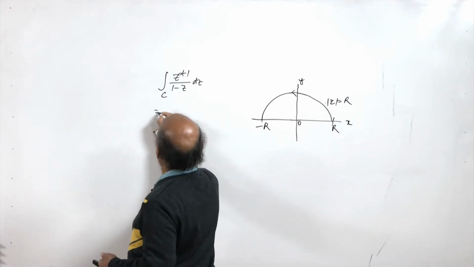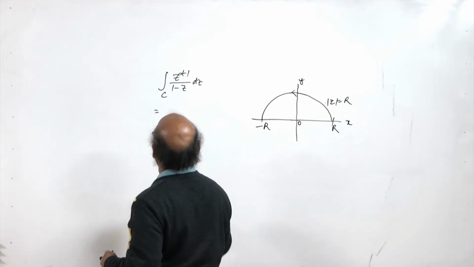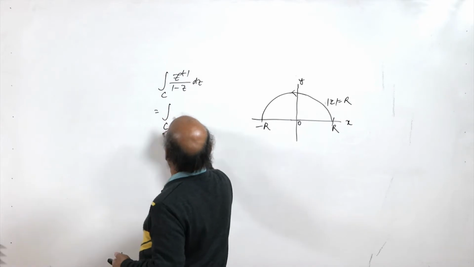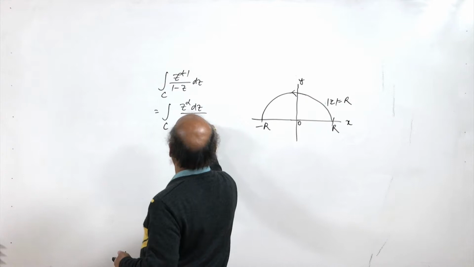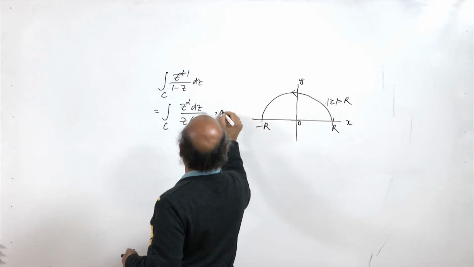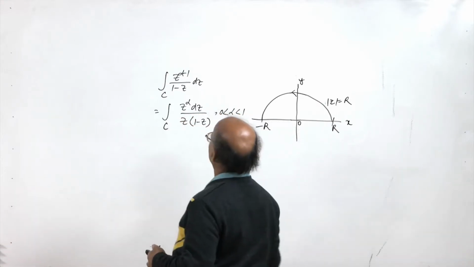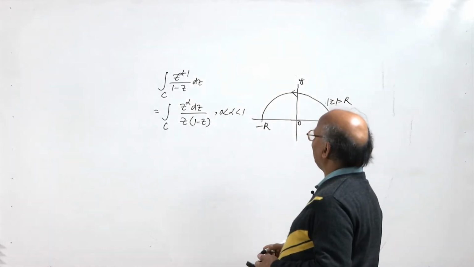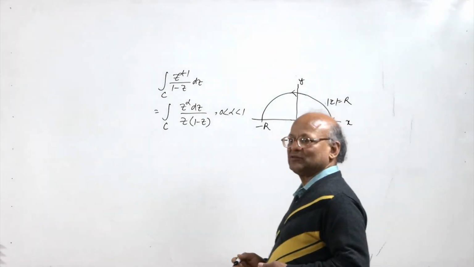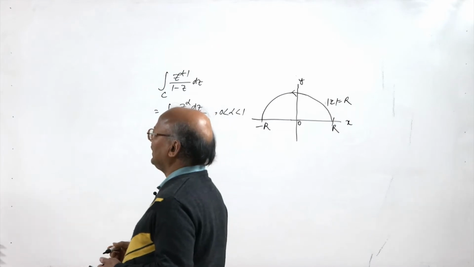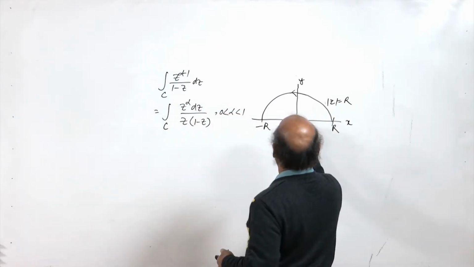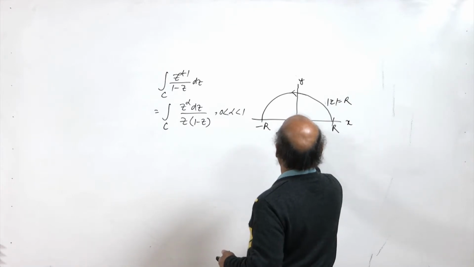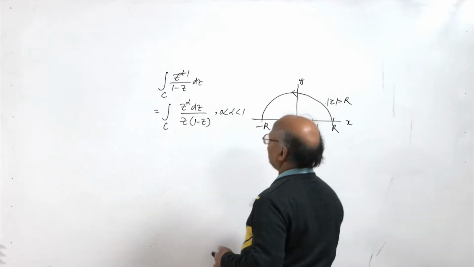Since alpha lies between 0 and 1, we can write this as z to the power alpha dz divided by z into 1 minus z. Therefore, z to the power alpha over z into 1 minus z has singularities at z equal to 0 and z equal to 1, which lie on the real axis. So, one singularity lies here, z equal to 0, and another singularity lies here at z equal to 1.